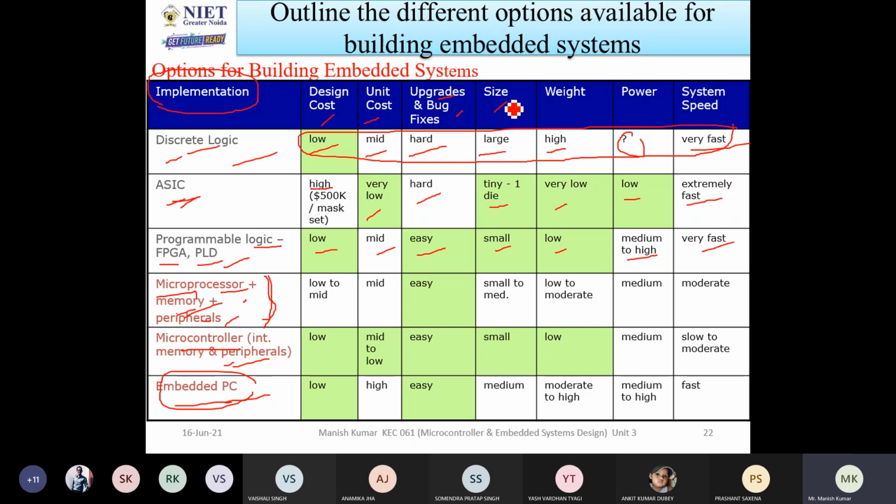Whenever the size is small, you are going to use that type of systems nowadays. When weight is low, then you can prefer that, and also power. Maximum embedded systems are used for battery powered devices. So if it is a battery powered device, you can go for the product which is using less power. And also system speed will depend upon the application. If it is a critical condition, then speed should be fast. If it is a non-critical condition, then it is good.